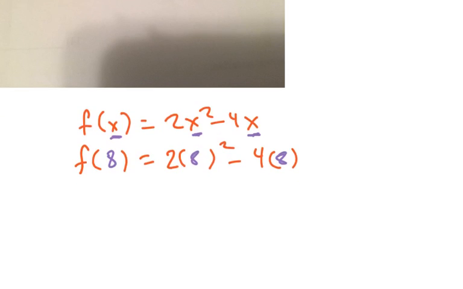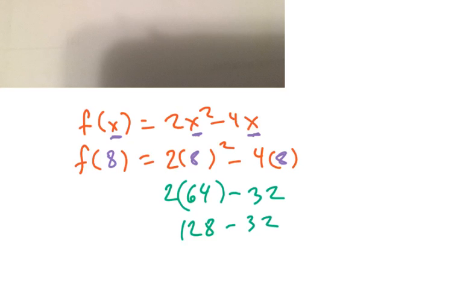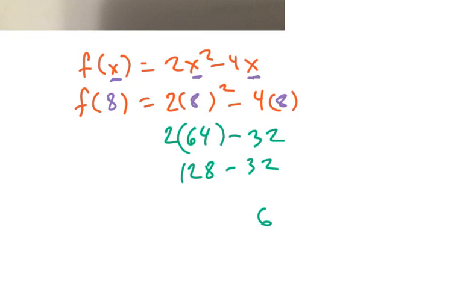So you have to square 8 first, you get 64 times 2. 4 times 8 is 32. And then we keep cleaning. So multiply by 2, it's going to be 128 minus 32. And that's going to give me, what, 96. And there's my answer. Okay, so as easy as that. Let's look at the next one.